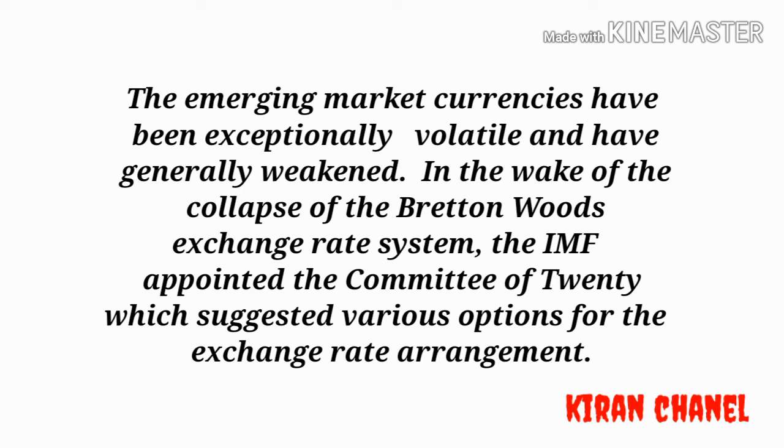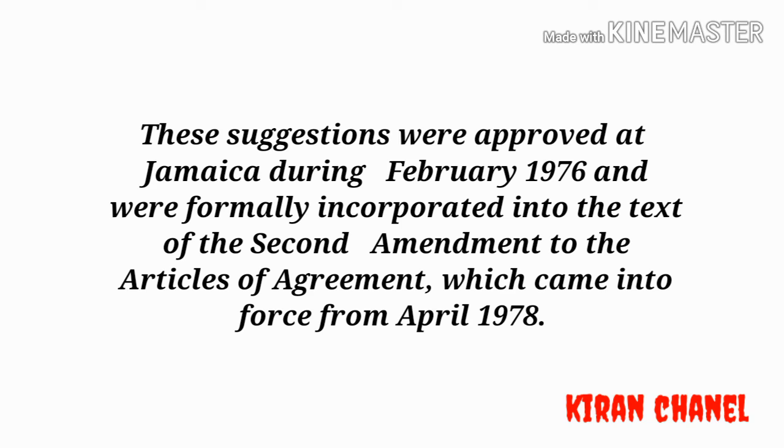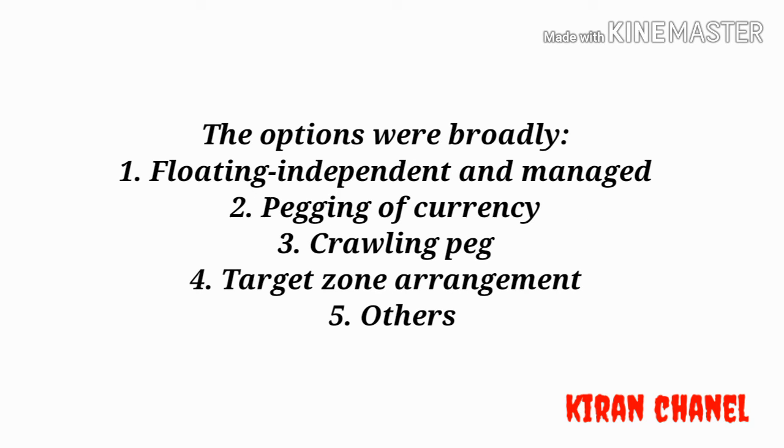In the wake of the collapse of the Bretton Woods exchange rate system, the IMF appointed the Committee of 20, which suggested various options for the exchange rate arrangement. These suggestions were approved at Jamaica during February 1976 and were formally incorporated into the text of the second amendment to the Articles of Agreement, which came into force from April 1978. The options were broadly: 1. Floating, independent and managed; 2. Hedging of currency; 3. Crawling peg; 4. Target zone arrangement; 5. Others.